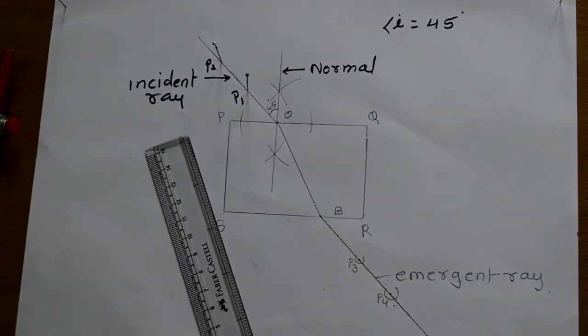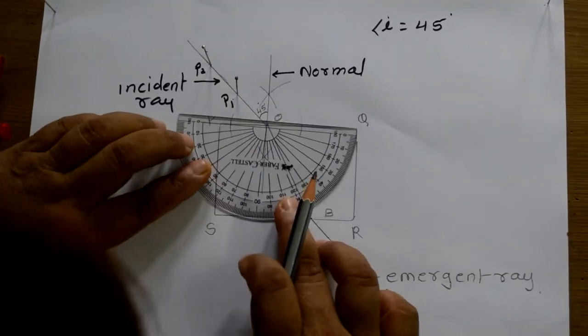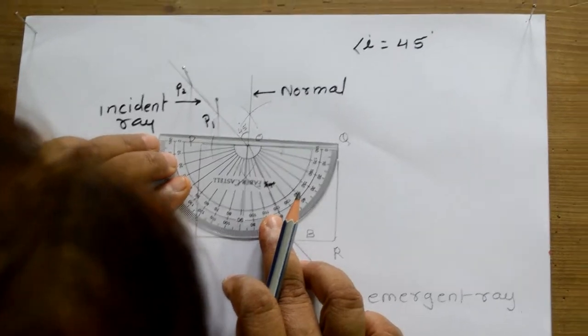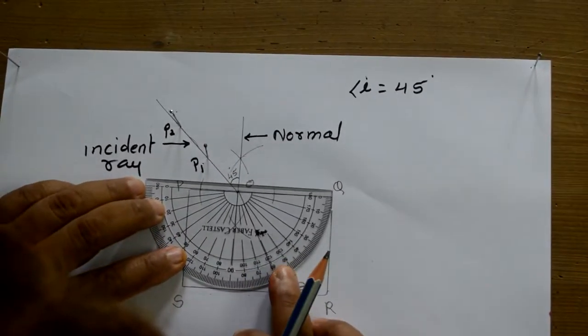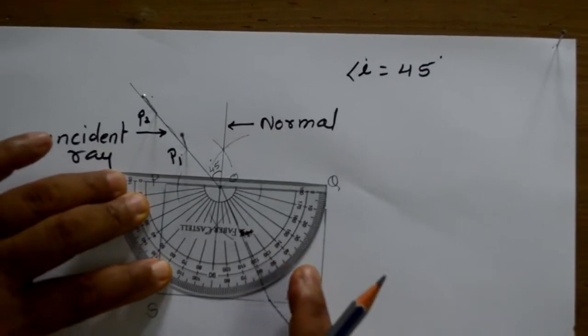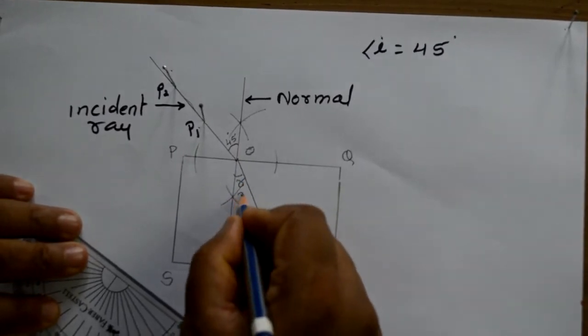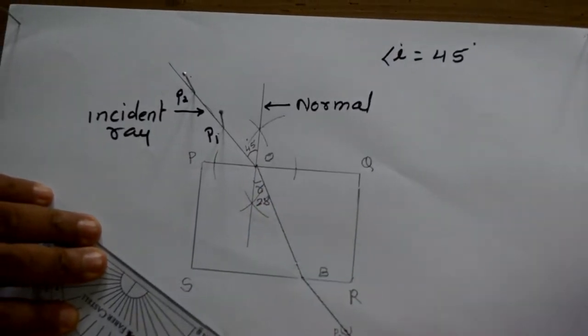Measure the angle at O. It is 28 degree. This is angle of refraction, which is 28 degree.